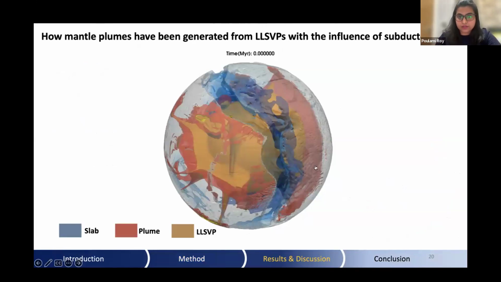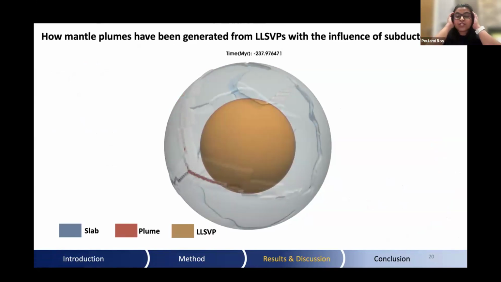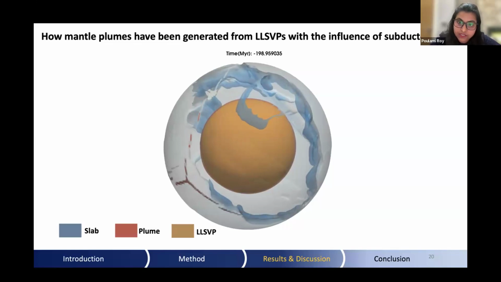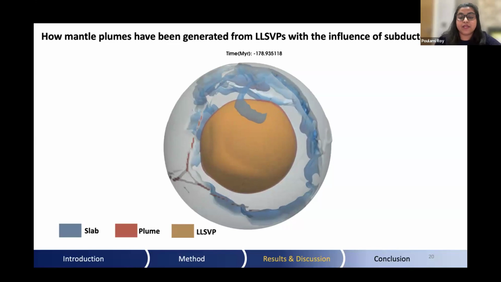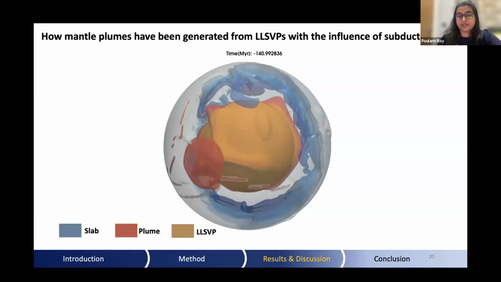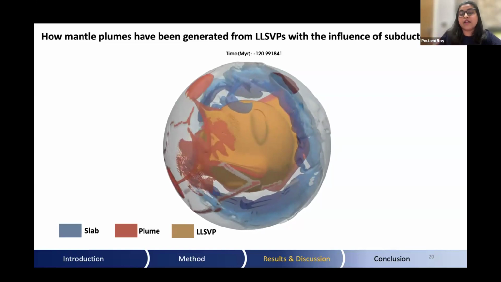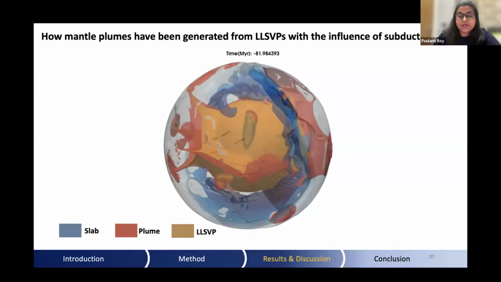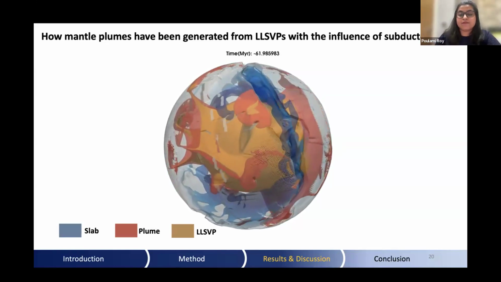Now we see the evolution of the reference model, where blue, red, and yellow depict the slab, mantle plumes, and LLSVP composition. I will play the video here. Initially it is a flat layer, and then as subduction starts, it pushes the bottom thermal boundary layer, and the flat LLSVP becomes pile-shaped. Eventually at their margins, mantle plumes are generated, which also entrain some LLSVP material within their conduits. Here you see that the Chilean subduction zone has been forming.